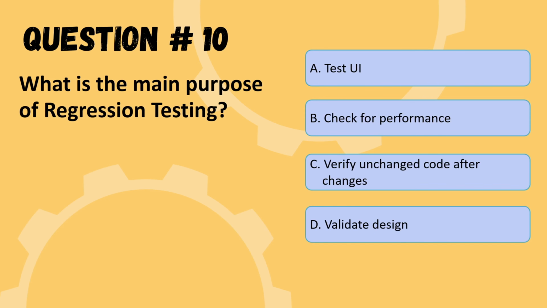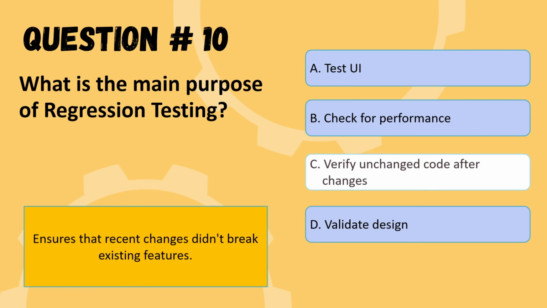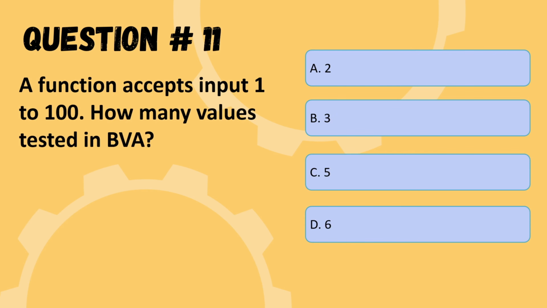Next question is, what is the main purpose of regression testing? Options are test UI, check for performance, verify unchanged code after changes, or validate design. So the correct option is option C, verify unchanged code after changes. So we are moving to the next question. Next question is, a function accepts input 1 to 100. How many values are tested in boundary value analysis test? So the correct option is 6. So we are moving to the next question.